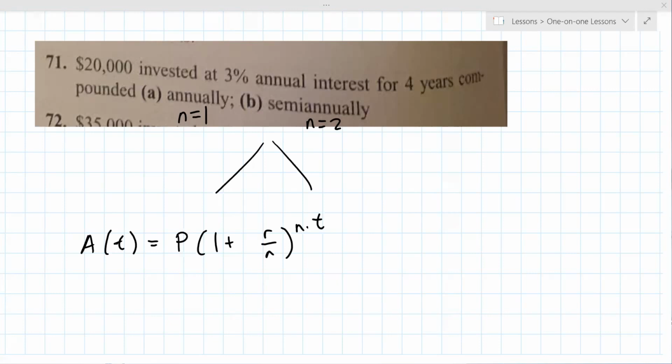Now we have 0.03 divided by 2 plus 1, and then we put that to the power of 8 and multiply that by 2,000. And I get 2252.99.